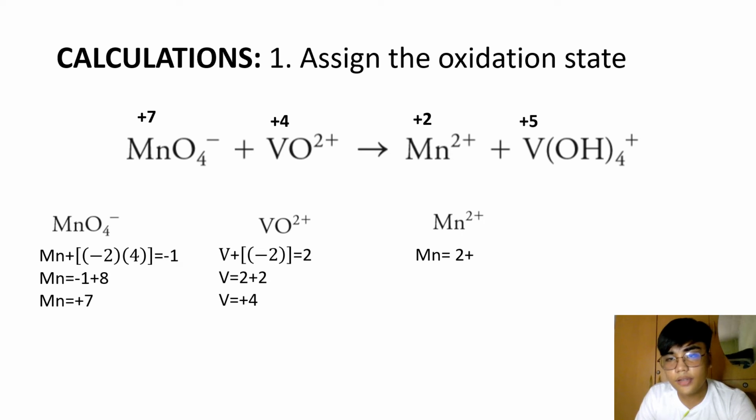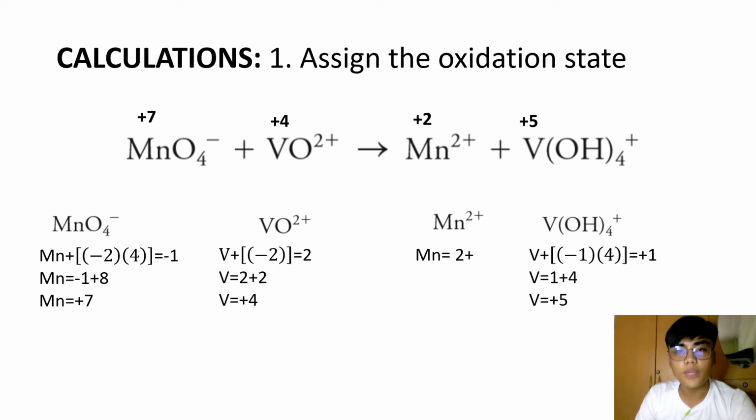And lastly, for the vanadium 4 hydroxide, we know that the hydroxide has an oxidation state of -1. So, we have 4 oxygen, -1 times 4 give us a total of -4. And we know that the total charge for the entire ion has equal to +1. Therefore, 1 plus 4 is equal to 5 as the oxidation state for vanadium.